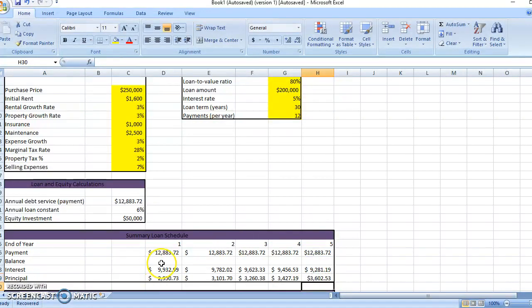Awesome. And then now we go up to balance. And balance is, we're going to take the loan amount, which is 200,000, so we're going to take this, and we're going to subtract the principal. So then now that we have that, we're going to grab the balance and subtract the principal in this one. And same thing with this.